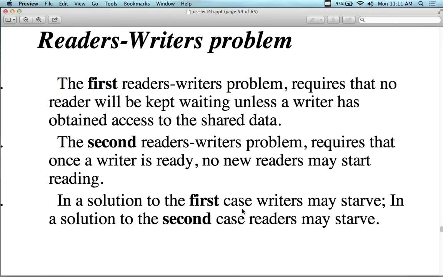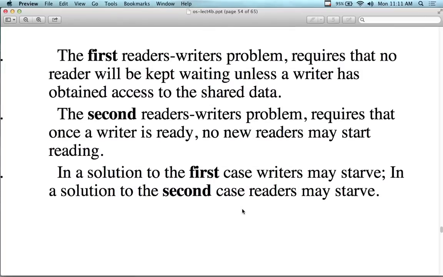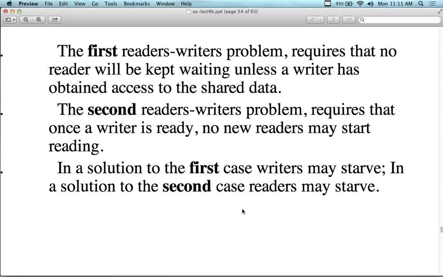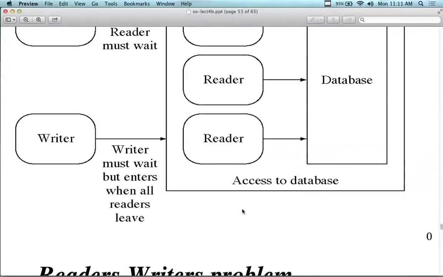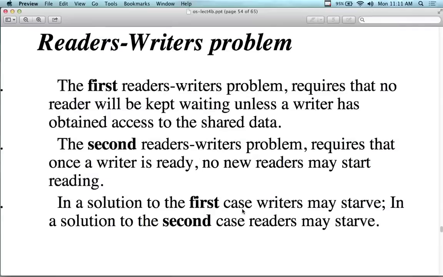So one of them causes a deadlock, the other one causes starvation. So if people are constantly reading, then the writers won't get a chance to write anything. Or if the readers are waiting for the writers to finish, they may never even get a chance either. So the solution is, in the first case, the writer may starve, yep, and in the second case, the readers are going to starve. So it causes starvation, or it causes a circular wait situation when one's waiting for the other.